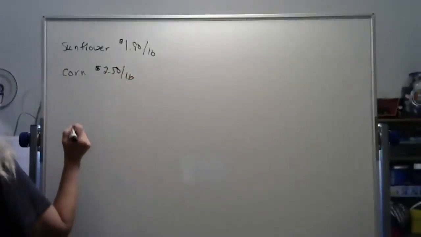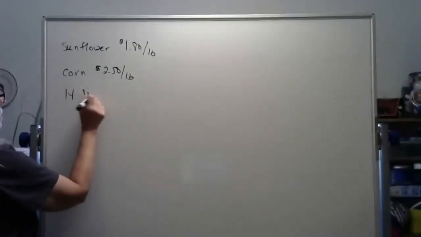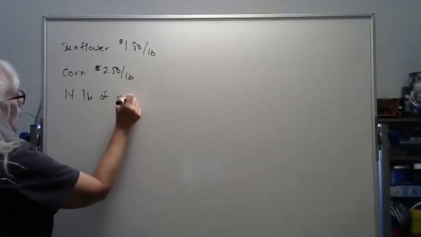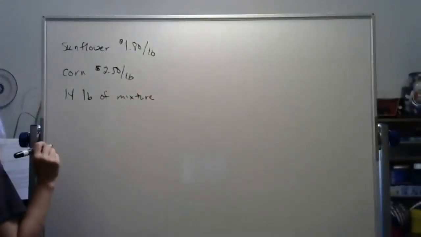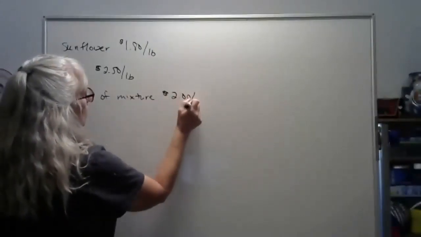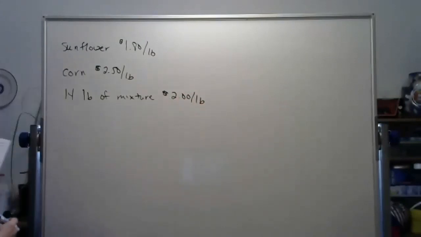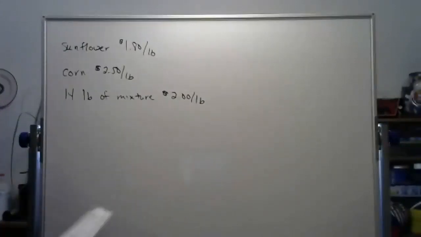To get 14 pounds of a mixture. So 14 pounds of a mixture that she wants to sell for $2 a pound. And the question's asking us how many pounds of cracked corn will she need to use?